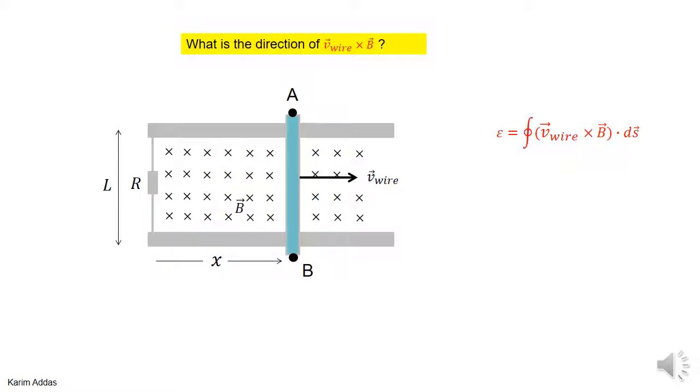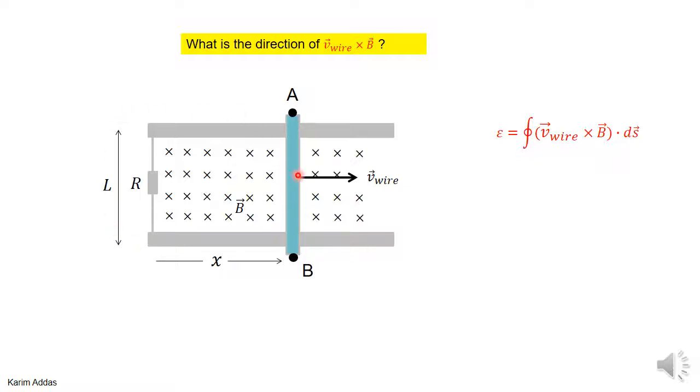Okay, so to gain some familiarity with this new rule for the EMF when the wires are moving and the magnetic field is constant, let's see how we can get the EMF using this rule for this particular simple problem. So first, what is the direction of V wire cross B? The velocity of the wire, this rod, is moving to the right. Everything else is fixed in space.